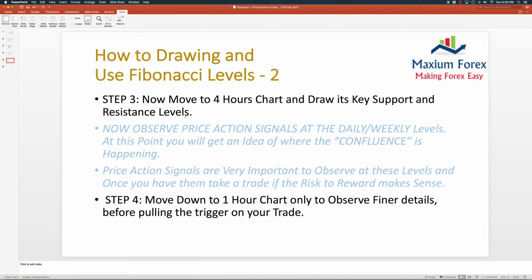And step 4, the last step. Once you identify something is happening in the market, you move down to the 1-hour chart only to observe the finer details before pulling the trigger on your trade.